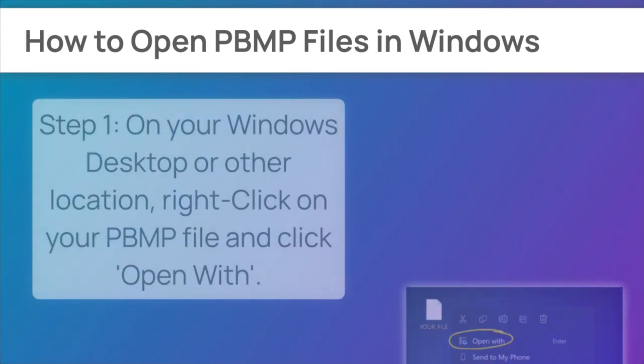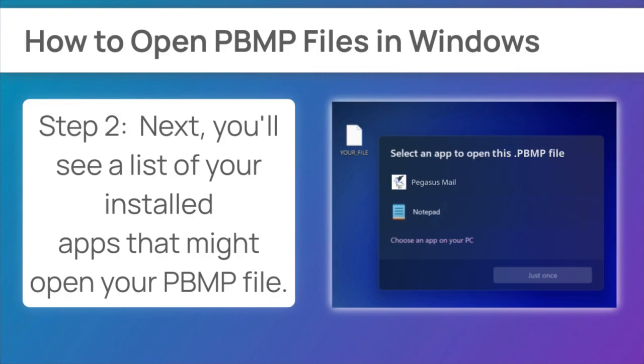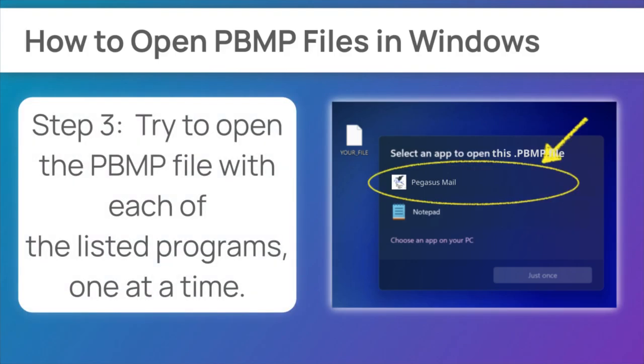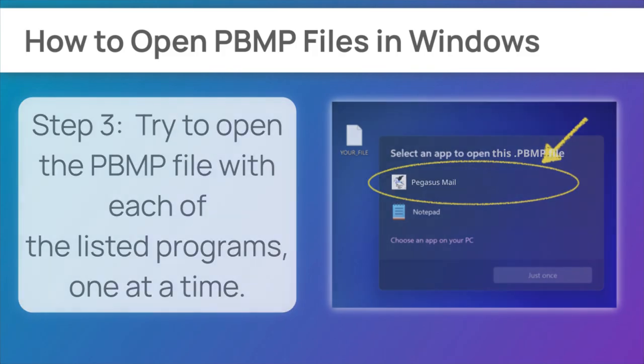Right-click the PBMP file and select Open With. Test Pegasus Mail if it appears. If not, choose another program. Different software handles the PBMP format's nuances differently.